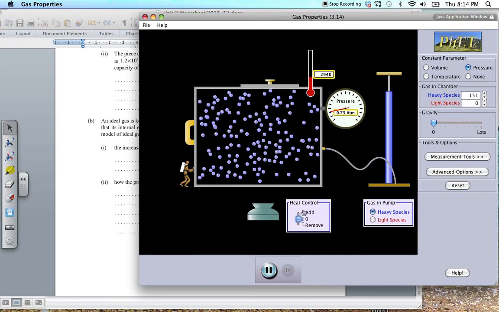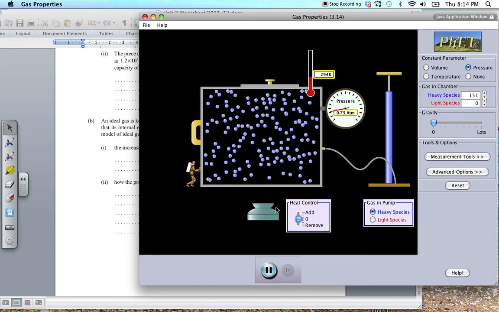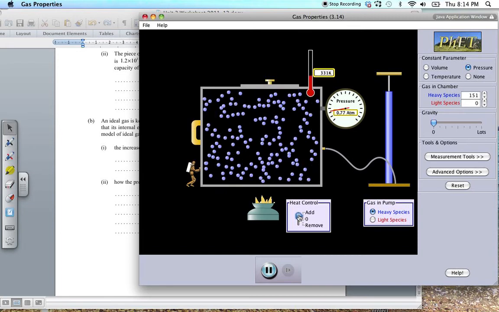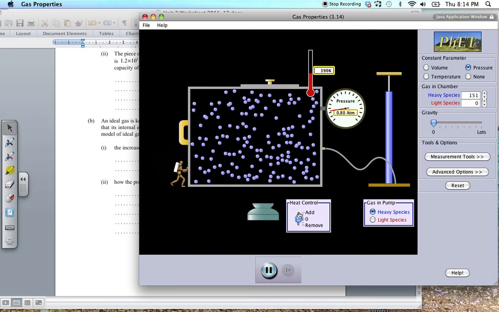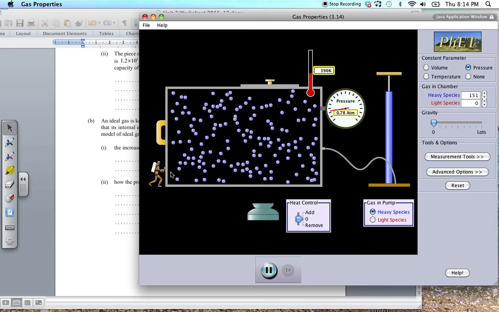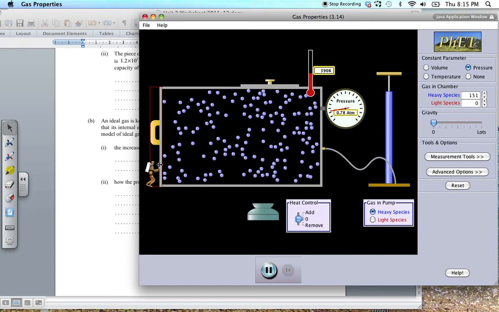Now we know when we add heat, we're probably going to have the temperature increase. So as I add heat, you can see the temperature increase. And what's happening here, because the pressure is constant, the volume has actually been increased. The piston, as you can see, is being moved out.